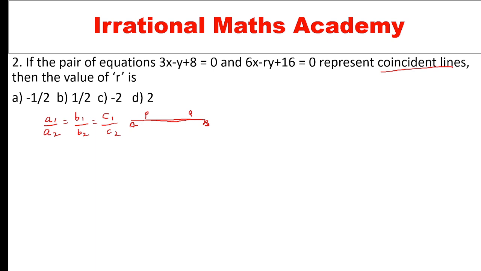If they ask you what is the solution for coincident lines, you can say infinite solutions or many solutions. See, at every point it is intersecting with the other line. So many solutions or infinite solutions, you can say.